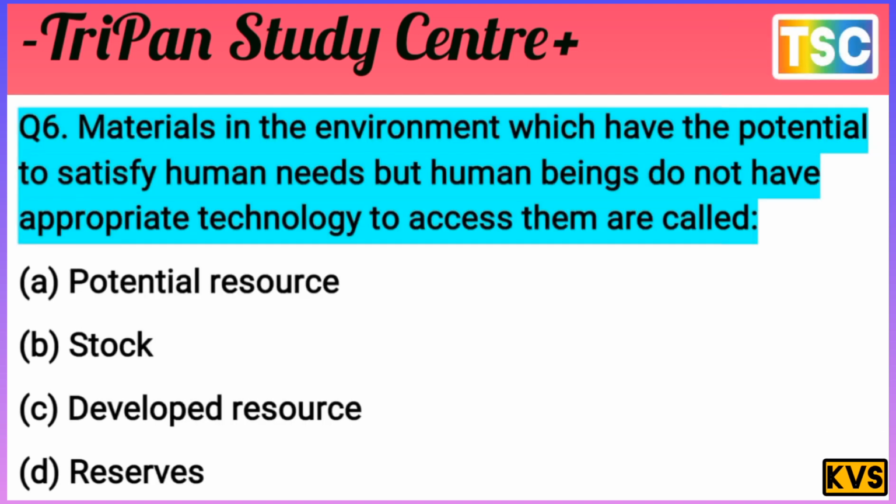The next question is very interesting. The materials in the environment which have the potential to satisfy human needs, but human beings do not have the appropriate technology to access them, are called. The options here: potential resources, stock, development resource, reserves. That's the fourth option. It is the most important regarding this.